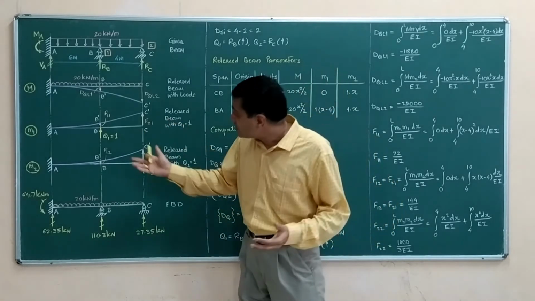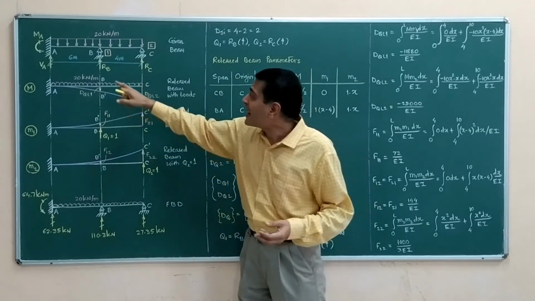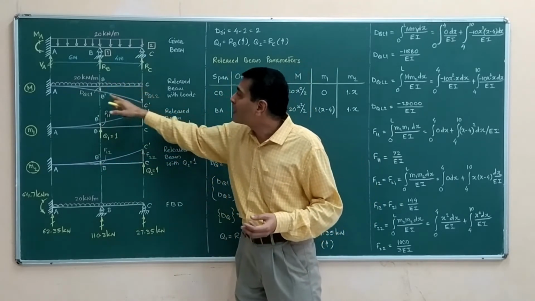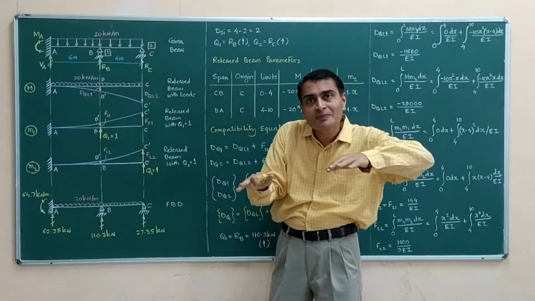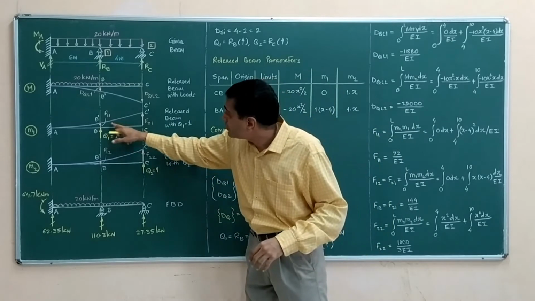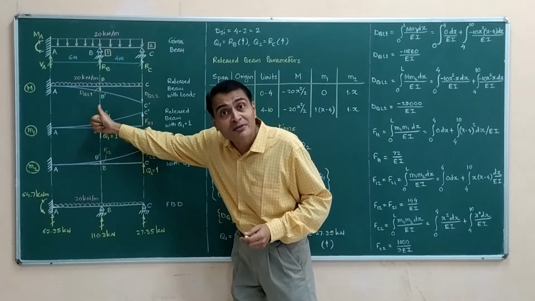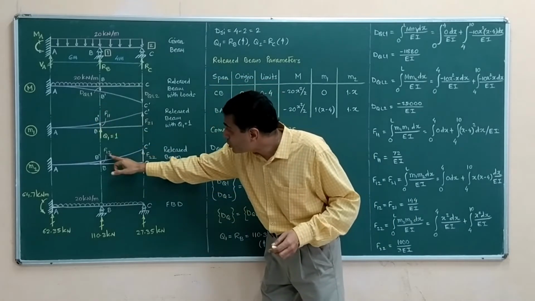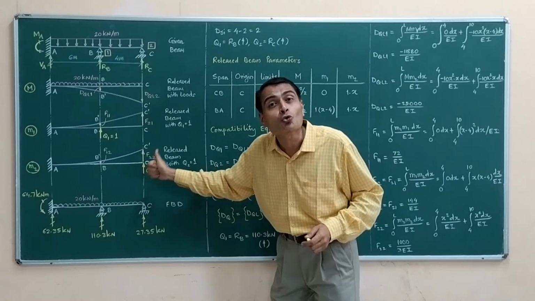So this is my superposition, and these are all my parameters. At nodes 1 and 2, I have DQL1, DQL2 due to gravity loads. I have F11, F21 due to unit load at node 1. And I have F12 and F22 due to unit load at node 2.